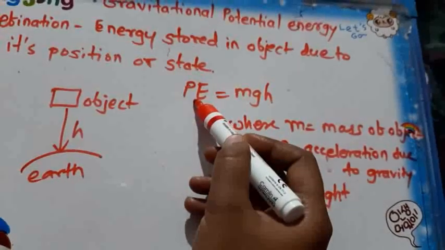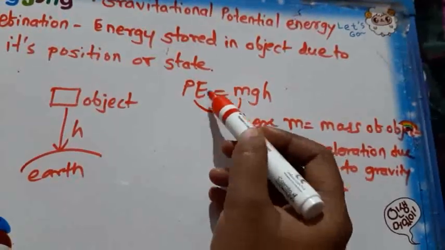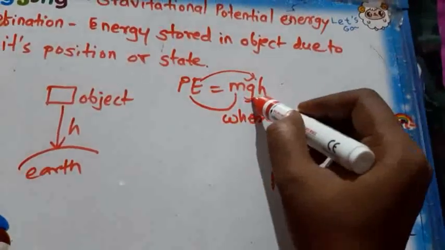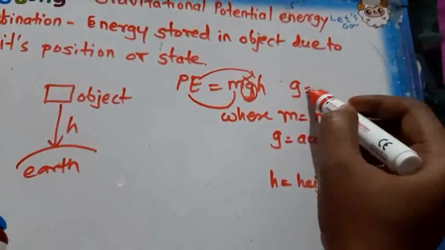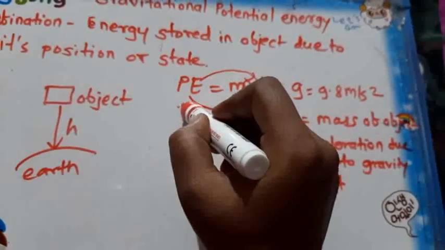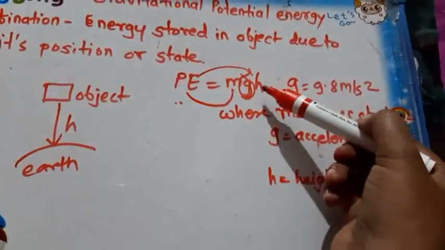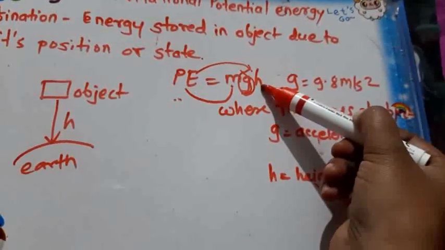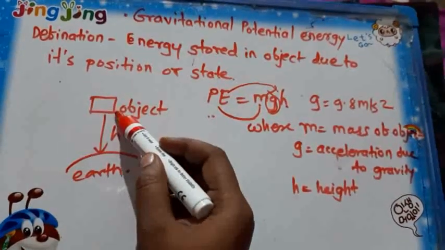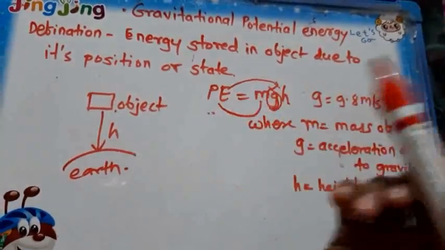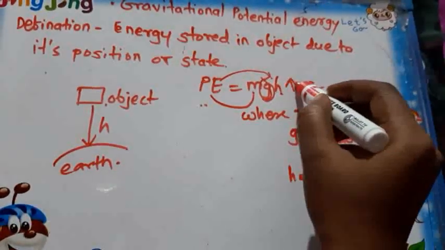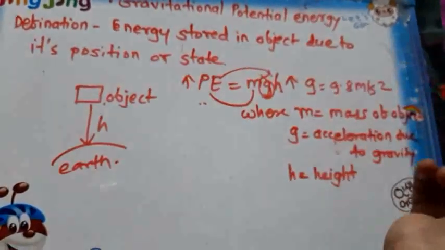So this potential energy depends on the mass of the object and the height of the object from the earth surface, because acceleration due to gravity is constant. Its value is 9.8 meter per second squared. So if you see, if this is the earth surface and the object is at height h, then it contains potential energy. As height increases, potential energy also increases.